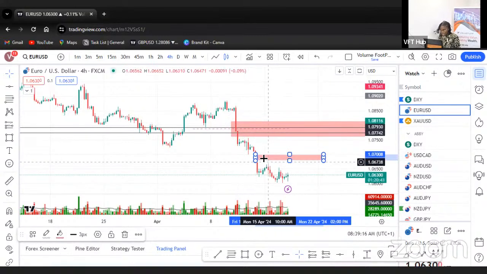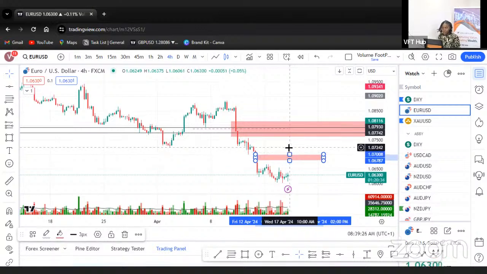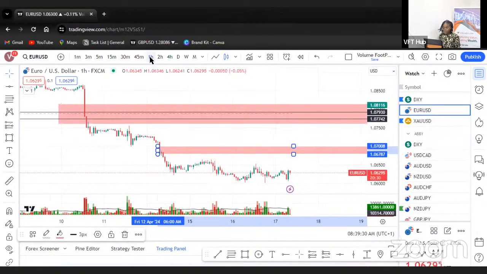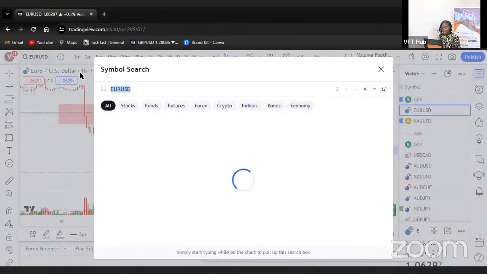But if this holds and price gets here and we're seeing a bit of a reaction, then we will be warming up to take our sell to the downside, continuing our trend to the downside. So I'll just be looking out for a base on the 1-hour time frame for the Euro USD and a variation on my 5 minutes time frame.